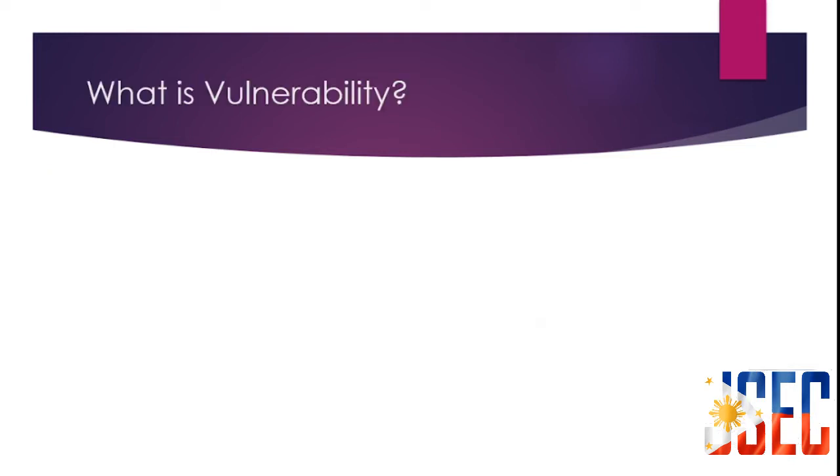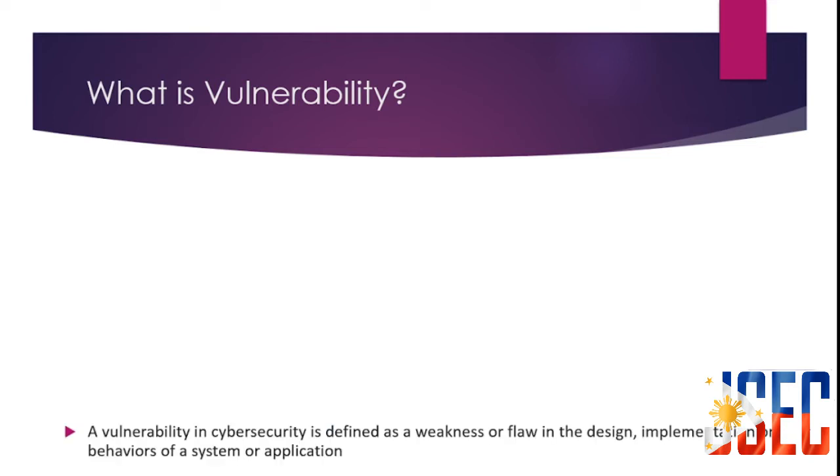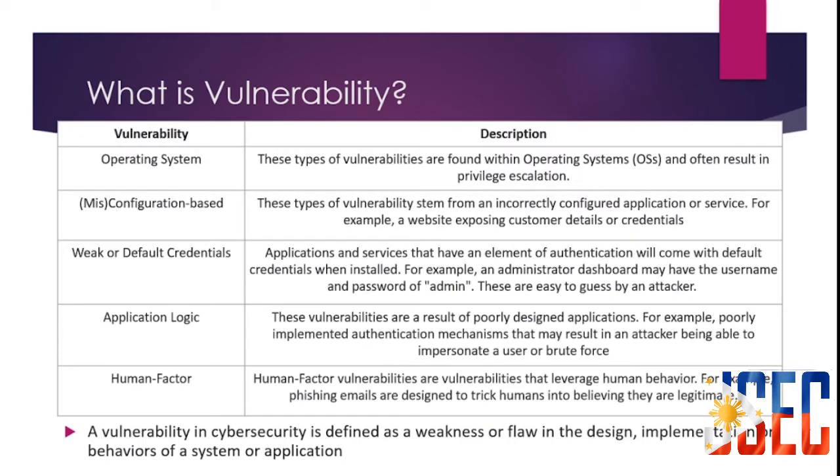As defined by NIST, a vulnerability is a weakness in an information system, security procedures, internal controls, or implementation that could be exploited or triggered by a threat source. Vulnerabilities can originate from many factors, including a poor design of an application or oversight of the intended actions from a user. There are arguably 5 main categories of vulnerabilities.